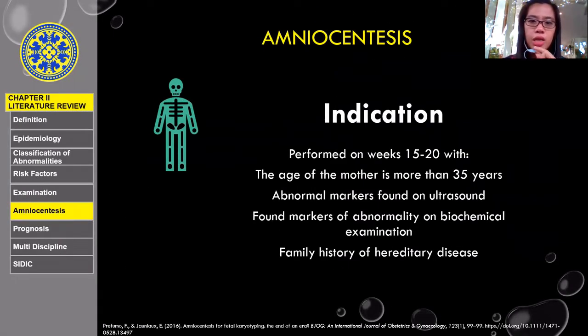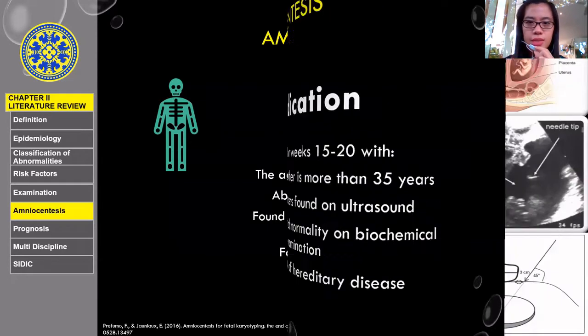And the indication, performed on weeks 15 to 20 gestational age, with the age of mother more than 35 years, with abnormal marker found on ultrasound, marker of abnormalities on biochemical examination, and family history of hereditary disease.